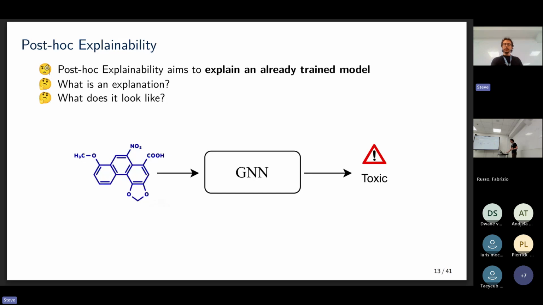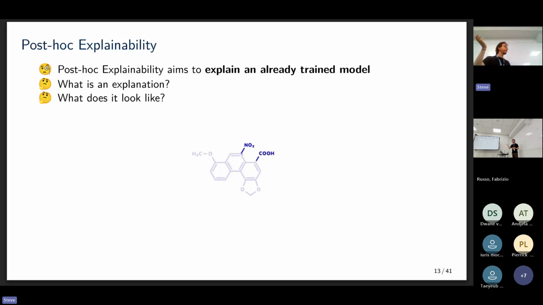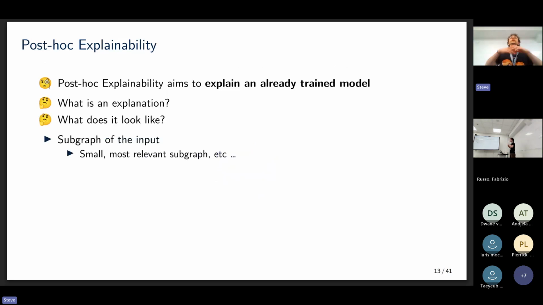A very natural starting point is to look at subgraphs. So, for example, if the task is to predict whether the given molecule is toxic, a very natural thing to do is to extract the subgraph of the input that is the most responsible for the given prediction. And of course, typically, you may want small and informative subgraphs over any kind of subgraphs.